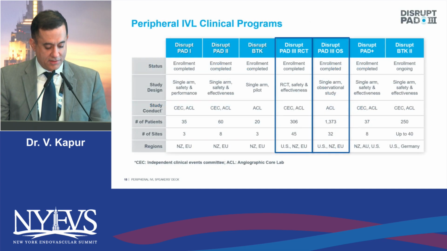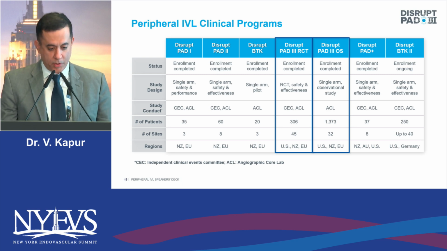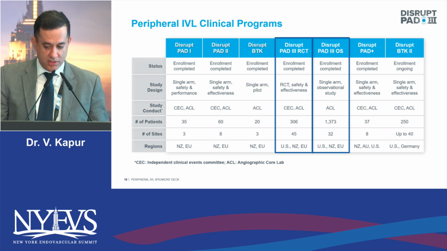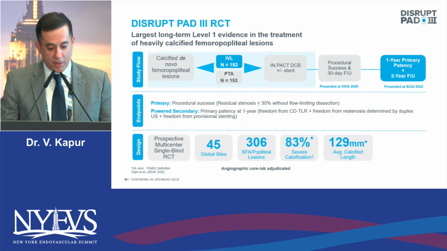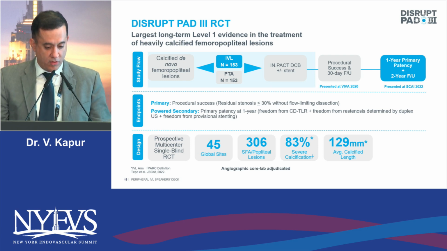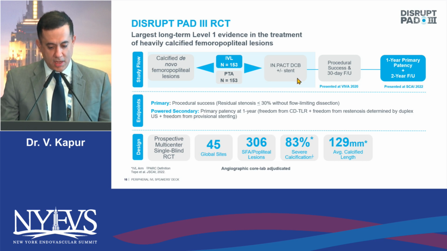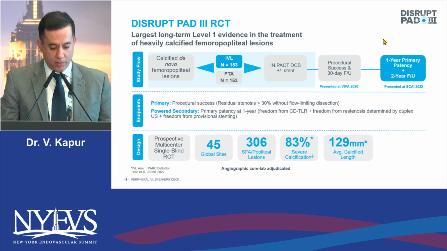This slide just gives us a brief overview of how the evolution of Shockwave and its trials has happened, all the way from Disrupt PAD 1 down to PAD 3, both the randomized and the observational studies, and the Disrupt BTK trials as well. Multi-center trials, initially involving comparison in the de novo lesions, where they compared use of IVL with PTA, and followed up by DCB as well, looking at mainly 1-year primary patency and 2-year follow-ups.